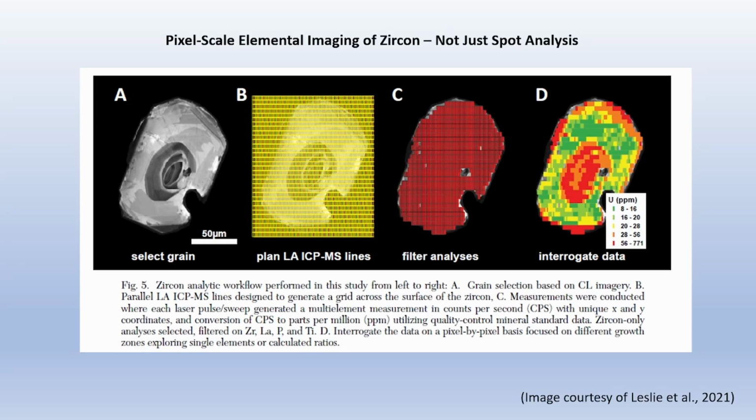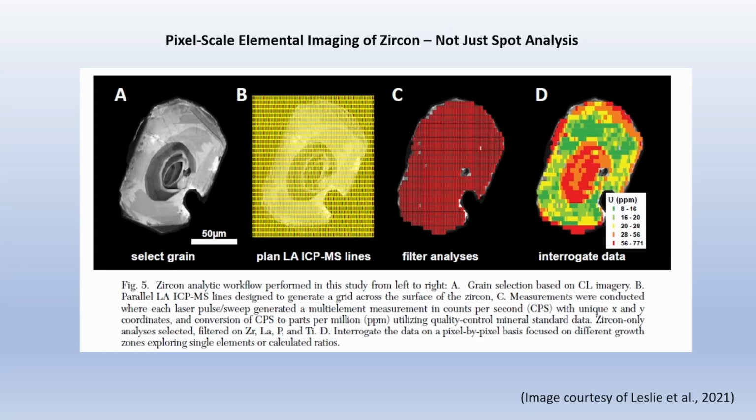So why does it matter? This method captures zoning and also growth rims and resorption zones, which are often missed in point analysis, and they are quite critical for identifying magmatic evolution and fluid changes at high temporal resolution.